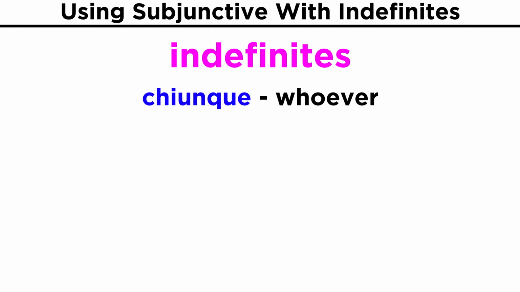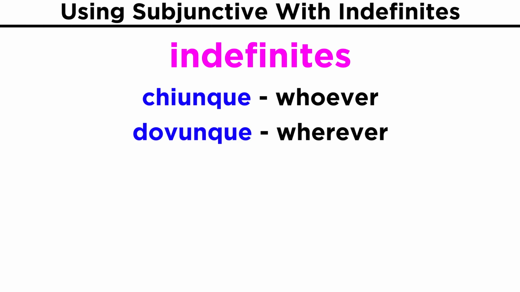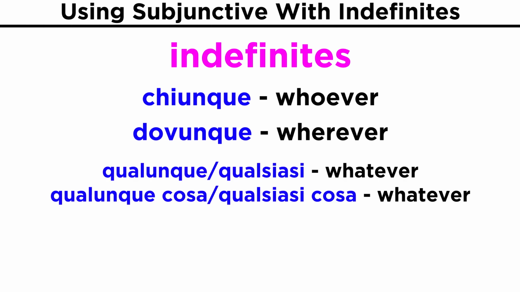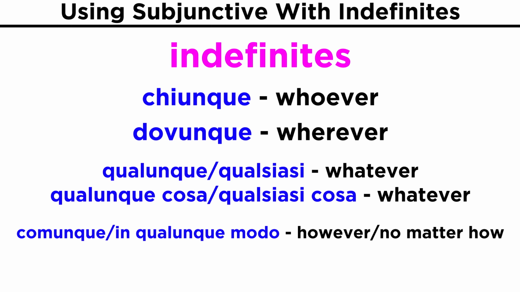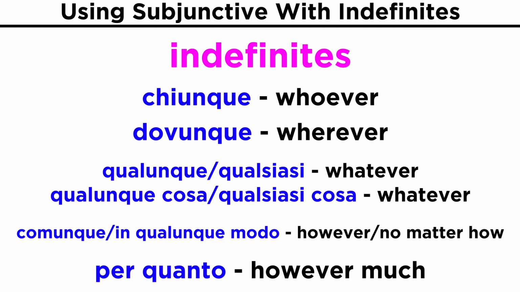These include chiunque, which means whoever, dovunque, which means wherever, qualunque, qualsiasi, qualunque cosa, and qualsiasi cosa, which all mean whatever. Comunque, or in qualunque modo, which means however or no matter how. Per quanto, which means however much. These shouldn't be too surprising because they all convey the kind of uncertainty that we are by now quite used to associating with the subjunctive.